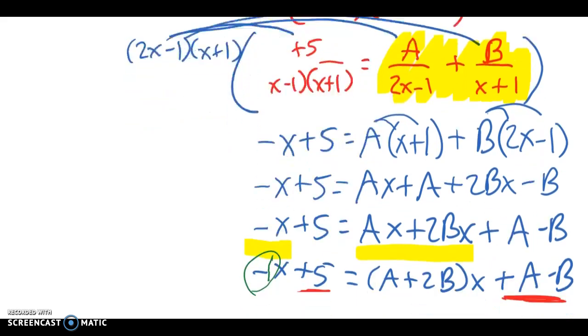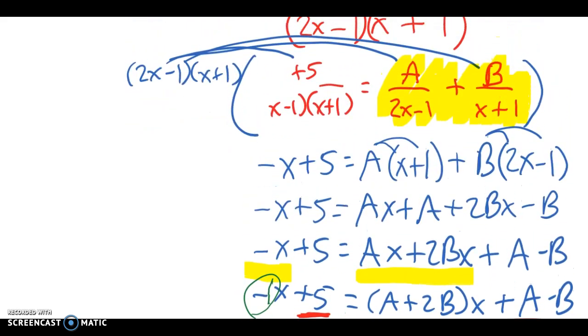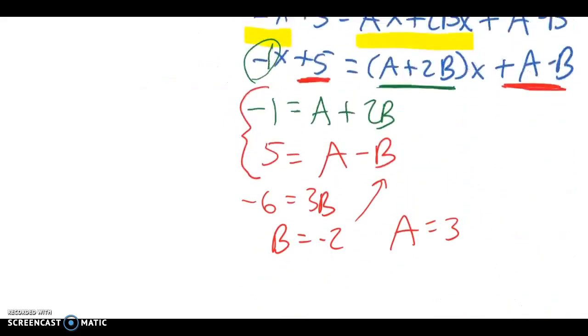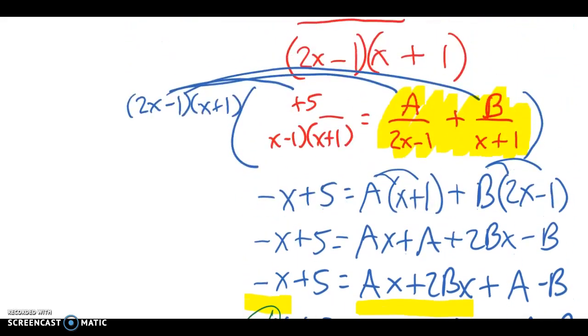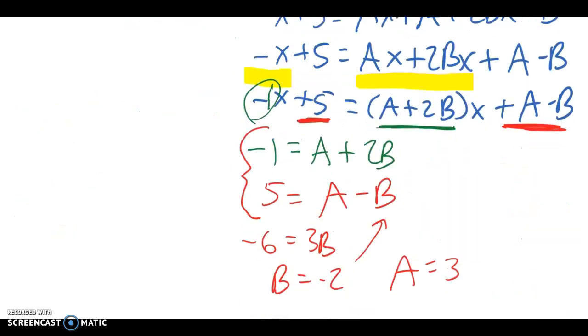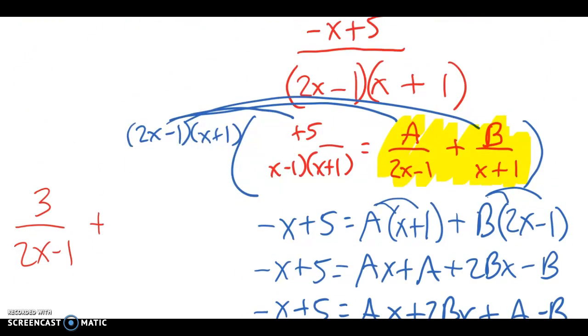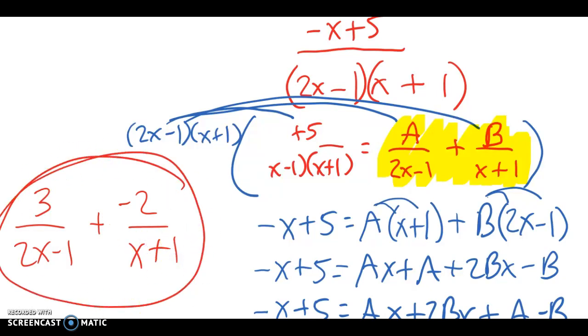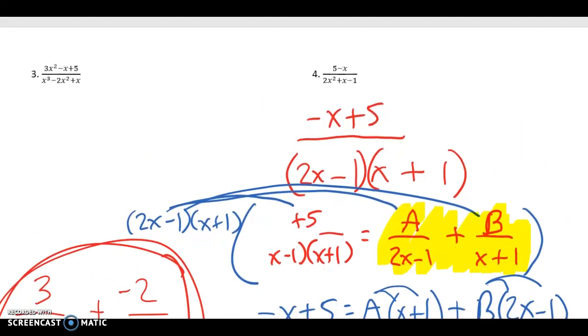So the answer to the whole thing is going to be, and I'll write it up here then, A we said is 3, B is negative 2. So we're going to have 3 over 2x minus 1 plus, b is negative 2, can't remember, negative 2 over x plus 1. That's our answer. We're done. We've done partial fraction decomposition of that original problem for number 4.